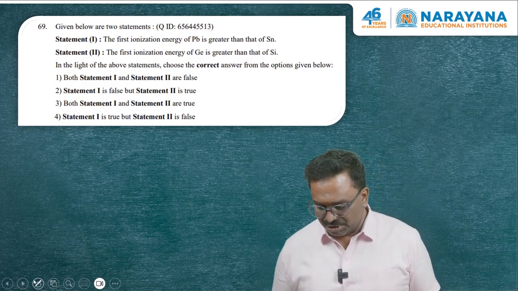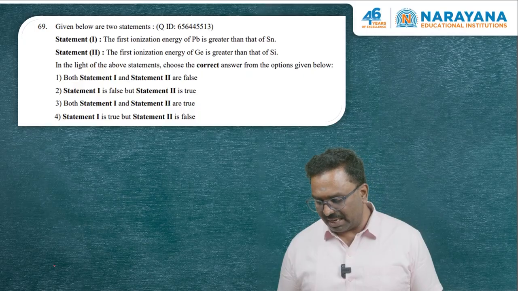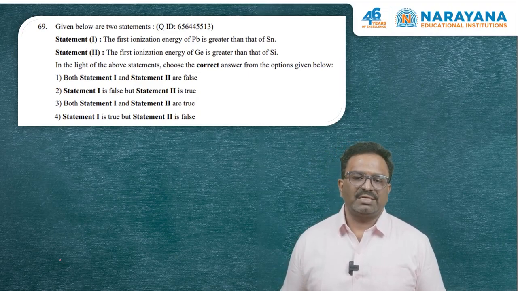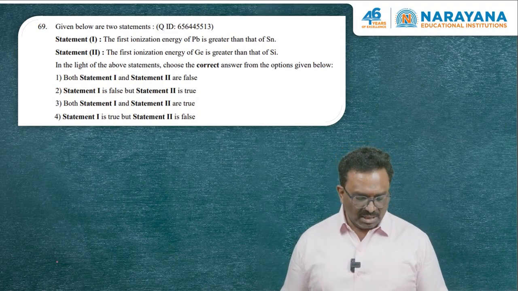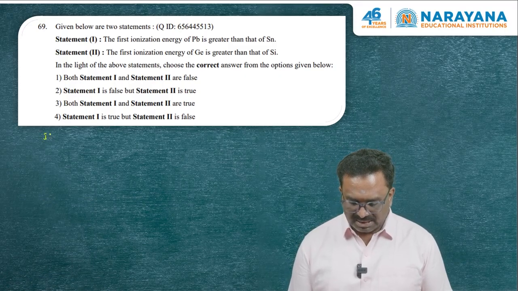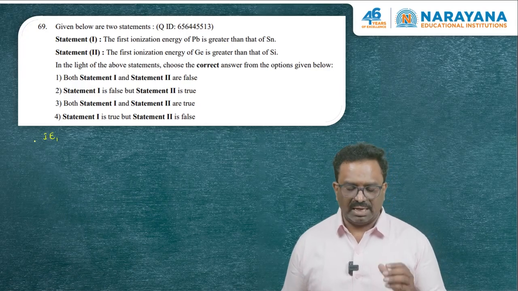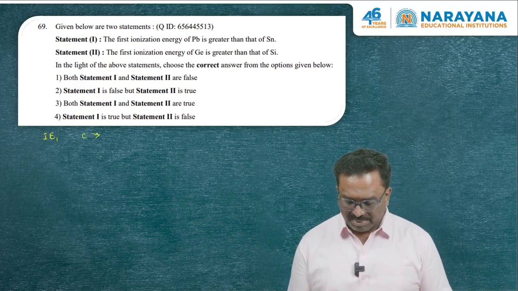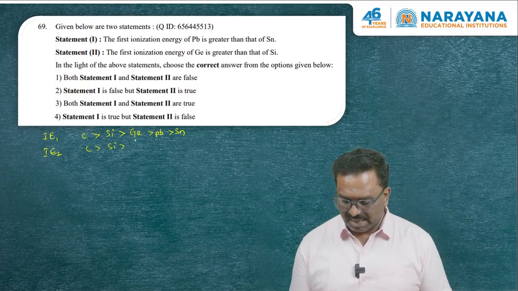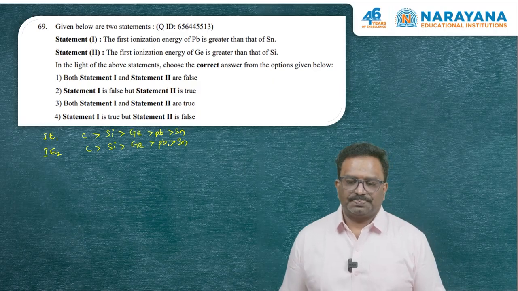The first ionization energy of lead is greater than that of tin. The first ionization energy of germanium is greater than that of silicon. When we see the 14th group elements, the first ionization enthalpy, that is ionization energy, carbon is more than silicon, next germanium, next lead and tin. And the second ionization enthalpy, we can identify the same order here also.